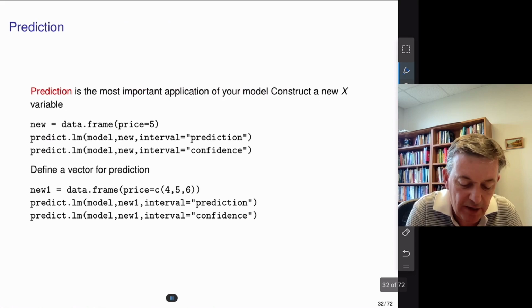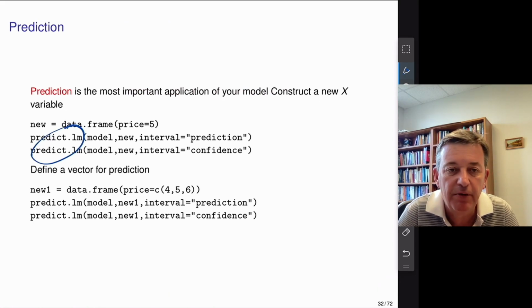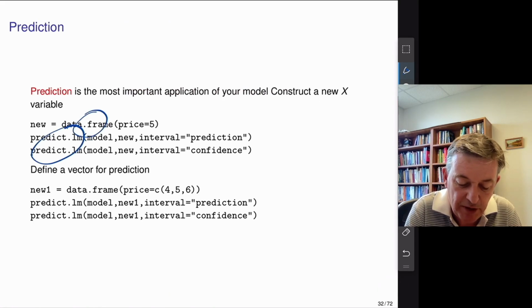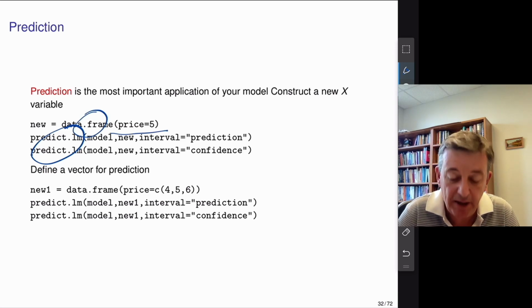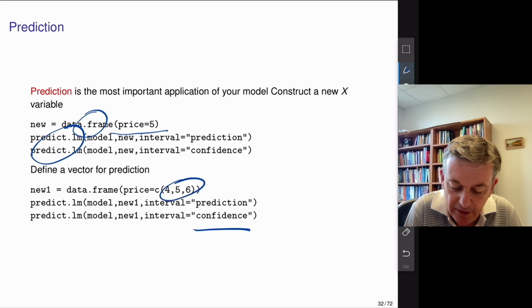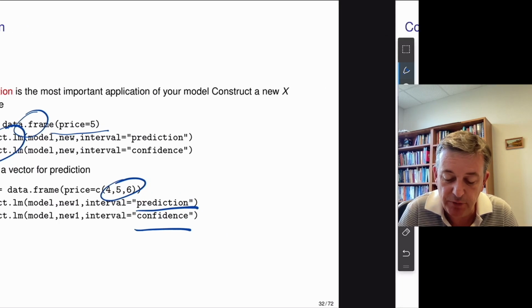How do you do this in R? Essentially, it's the predict.lm command. You first of all set up a new data frame at the level of x's that you want to predict, and I could do multiple x's, and I can tell R whether I want a confidence interval or a prediction interval.